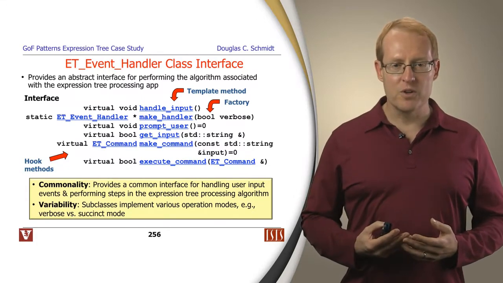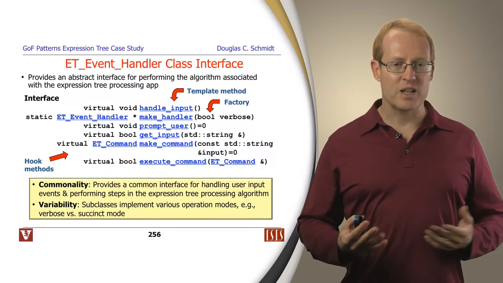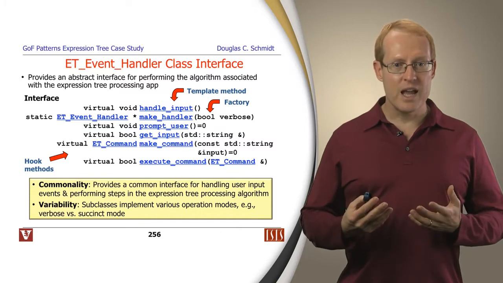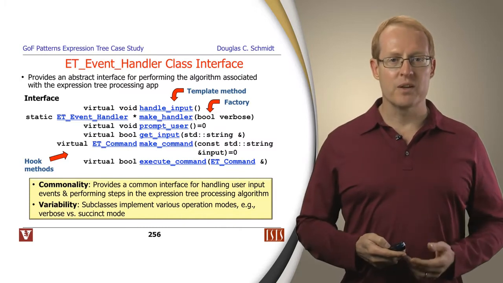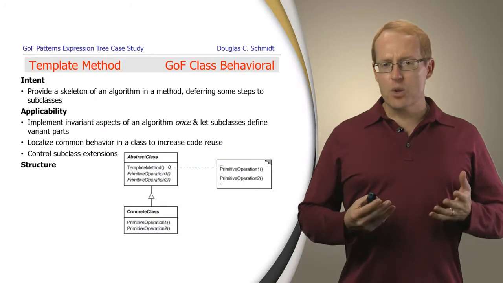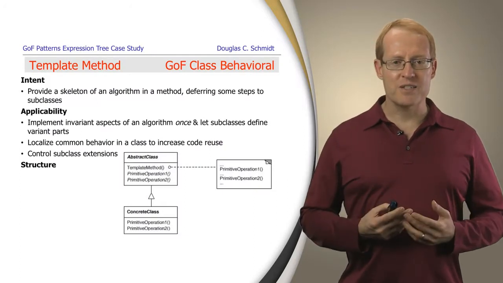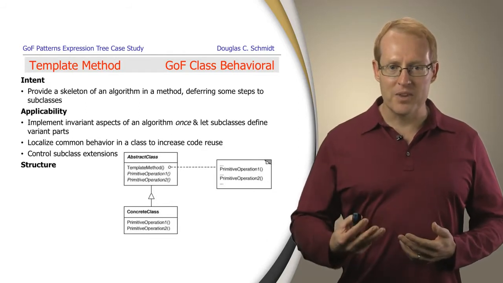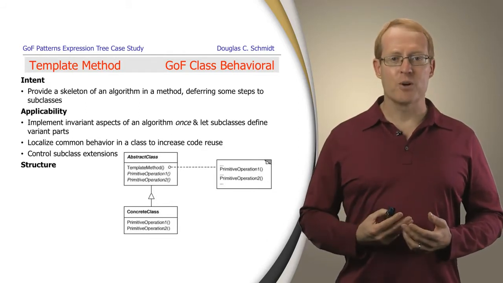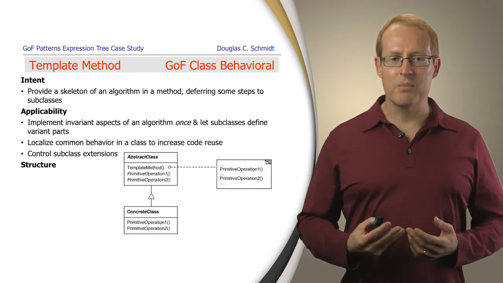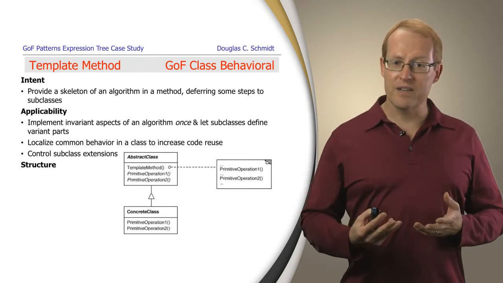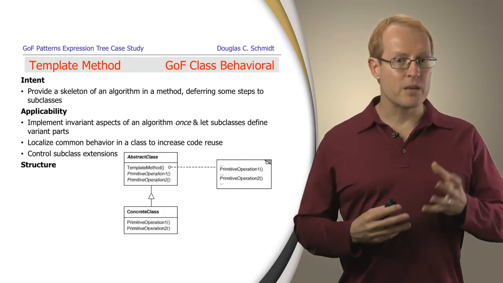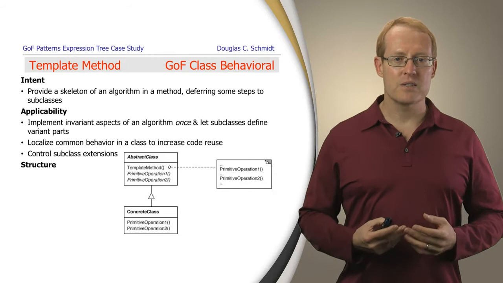From a variability point of view, you can inherit from this class and then override some of the hook methods in order to have controlled variability of some of the steps of the template method that we have. The way that you arrange these particular groups of classes and methods is given a name. In the Gang of Four, this is called the template method pattern, and it's a class behavioral pattern. The intent of template method is to provide a skeleton of an algorithm within a method and then define some of the steps that can be deferred to the subclasses.